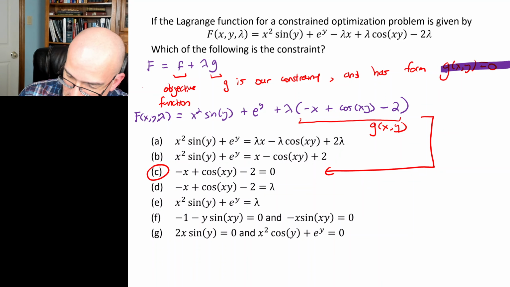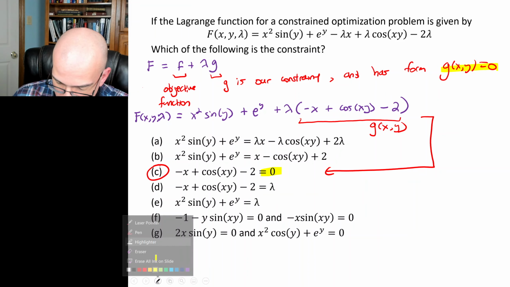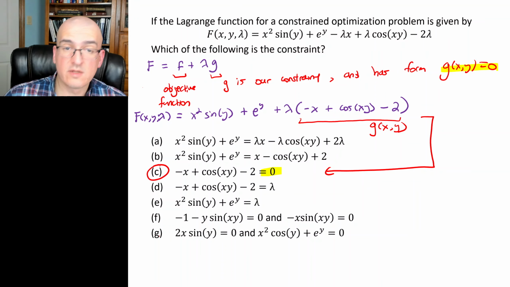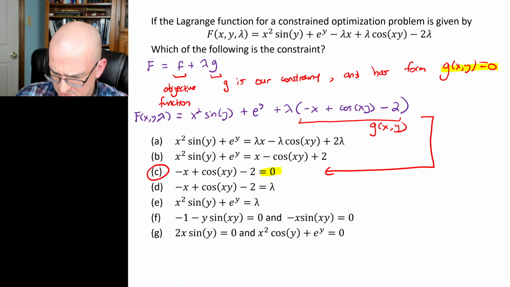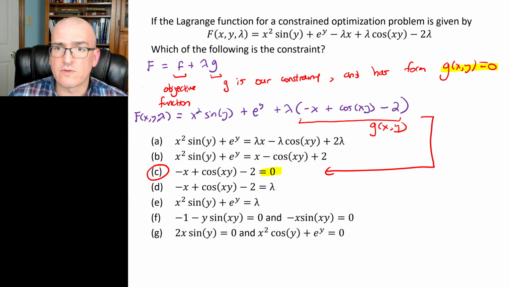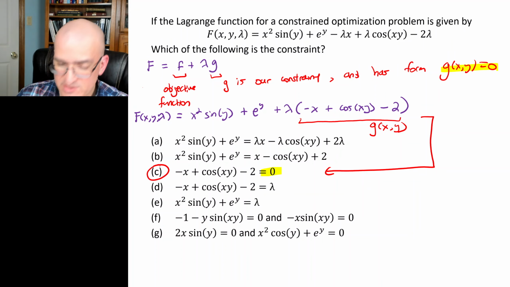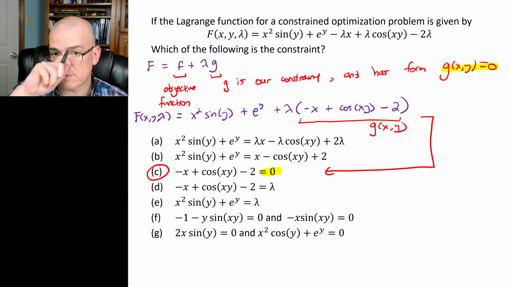So we do need to keep this part in mind. That part is important. The constraint is equal to 0. It's not equal to lambda. And all the other stuff is kind of baloney. The whole part of the exercise is, can you identify the constraint? And just mixing in the trig stuff because why not?